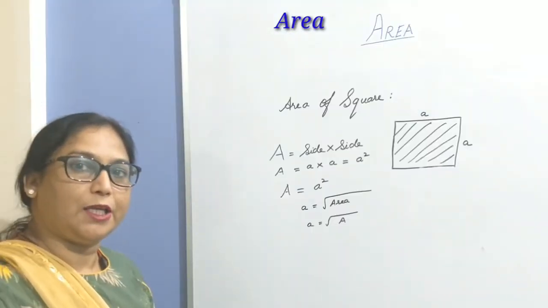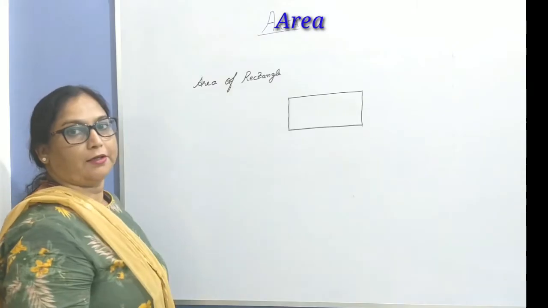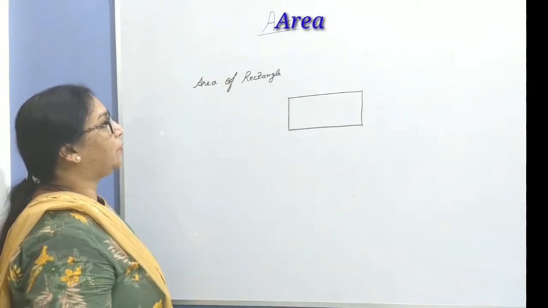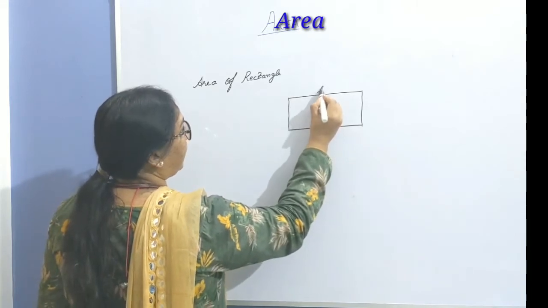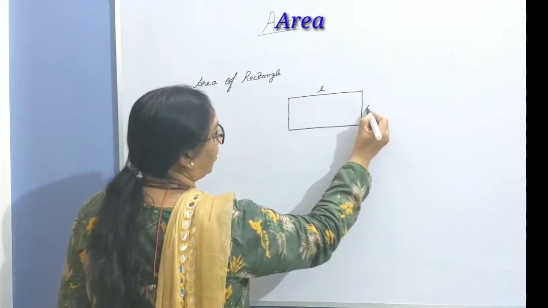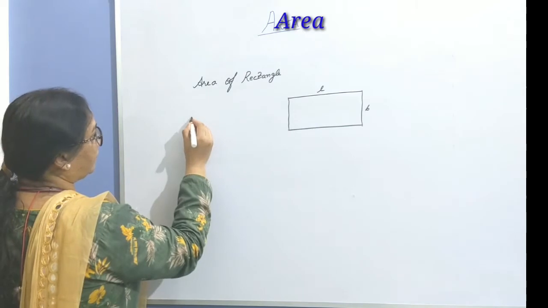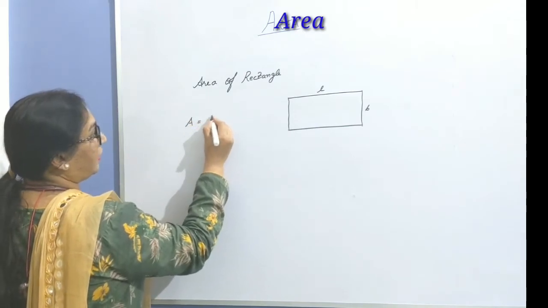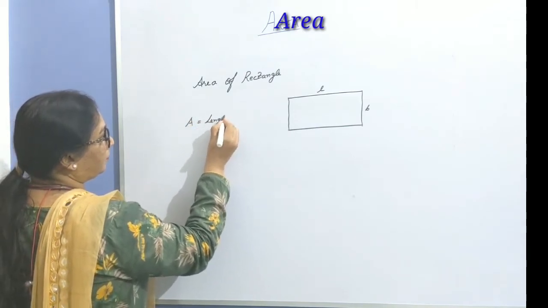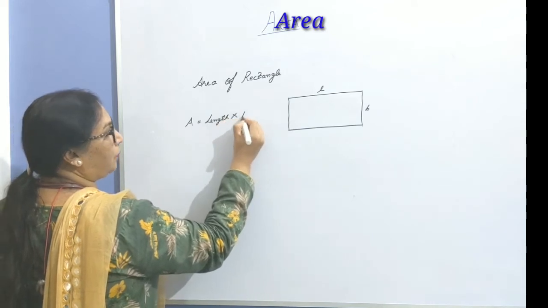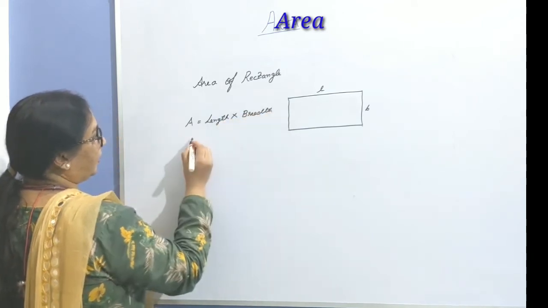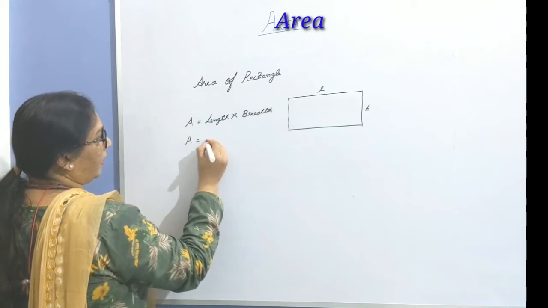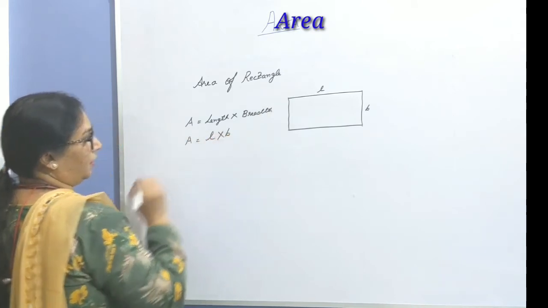Next, to learn area of rectangle. Children, now let us learn area of rectangle. Suppose this is a given rectangle whose length is L and breadth is small p. Now to find area of this rectangle, the formula is length into breadth, or you can say area equals L into B.